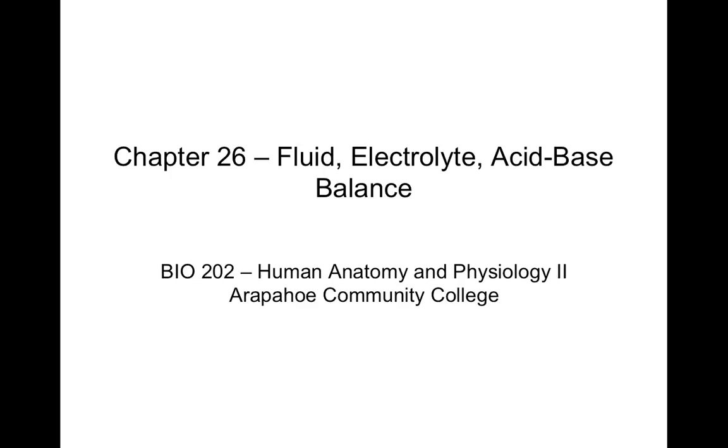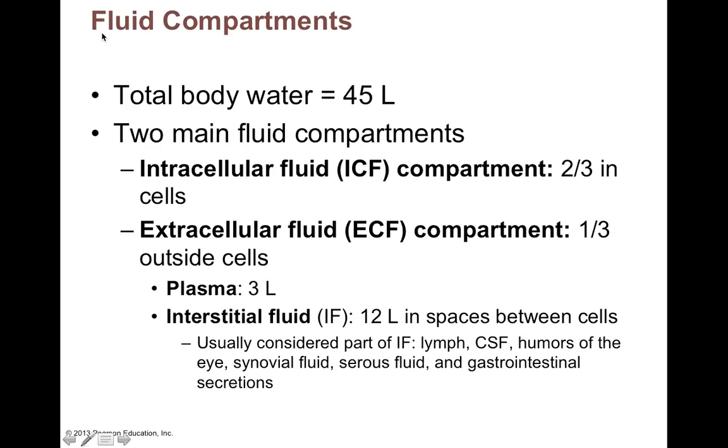Okay, so in this video, we're going to look at chapter 26, which is fluid, electrolyte, and acid-base balance. And so for the fluids of your body, on average, it ends up being about 45 liters of water all throughout your body. And we can talk about two major water compartments in your body. We have the intracellular fluid compartment and the extracellular fluid compartment.